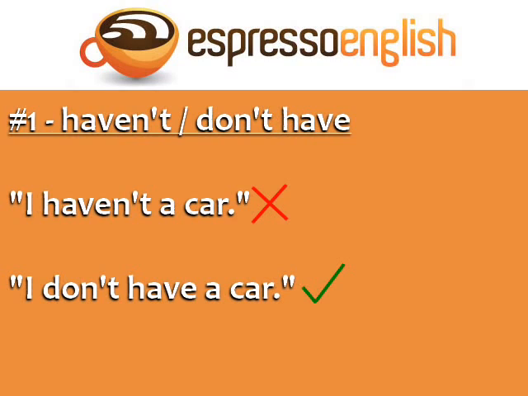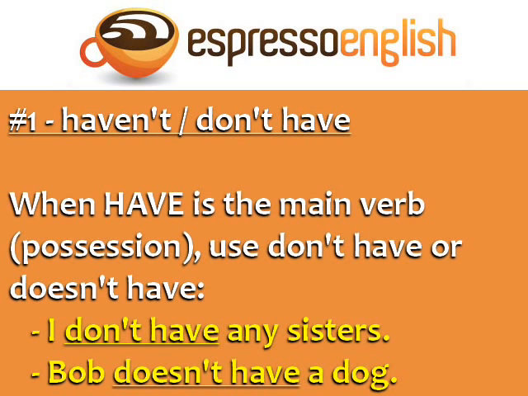Number 1. The difference between haven't and don't have. I haven't a car is incorrect. The correct sentence is, I don't have a car. When have is the main verb, meaning possession, we use don't have and doesn't have. For example, I don't have any sisters. Bob doesn't have a dog.